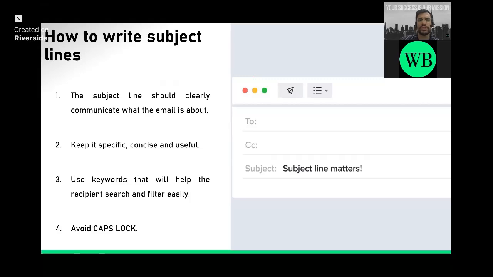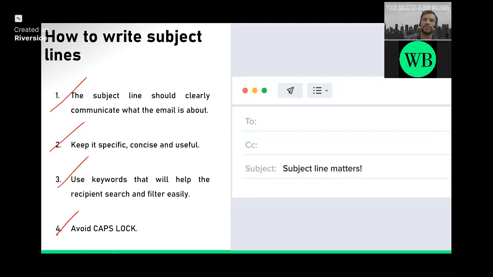The subject line should clearly communicate what the email is about. All principles of business writing even apply to the subject, where you keep it specific, concise, and useful. In a way, use keywords that will help the recipient search and filter easily. So that's really helping them.